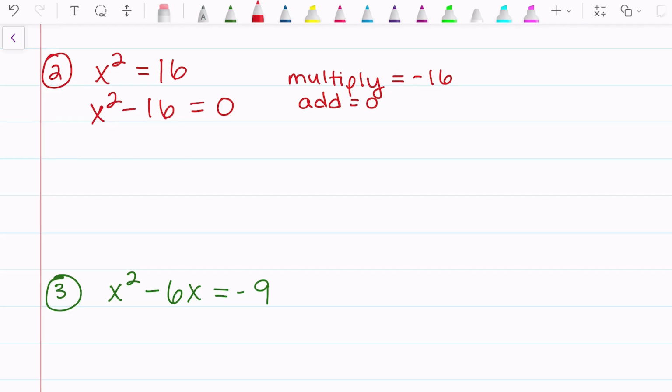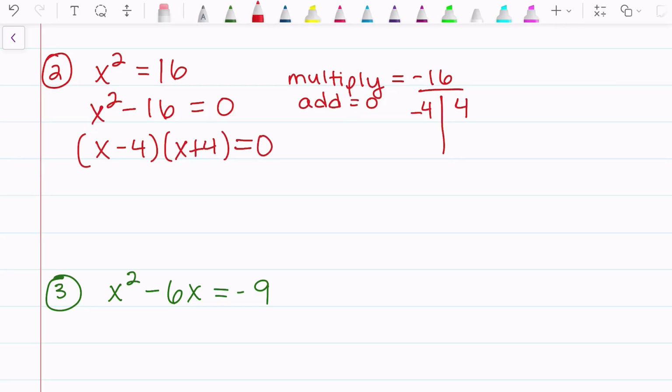X squared is a perfect square and 16 is a perfect square. So what's going to happen is we're looking for a number times itself that multiplies to be 16, and if we make one of those negative, it will multiply to be negative 16, and it adds to be 0 in the middle, and so this works out for us. And I have other videos on just factoring skills if you need more help on factoring before you're ready to solve.